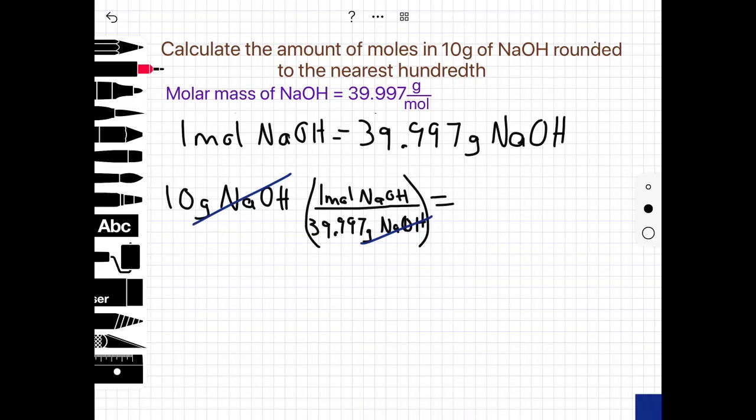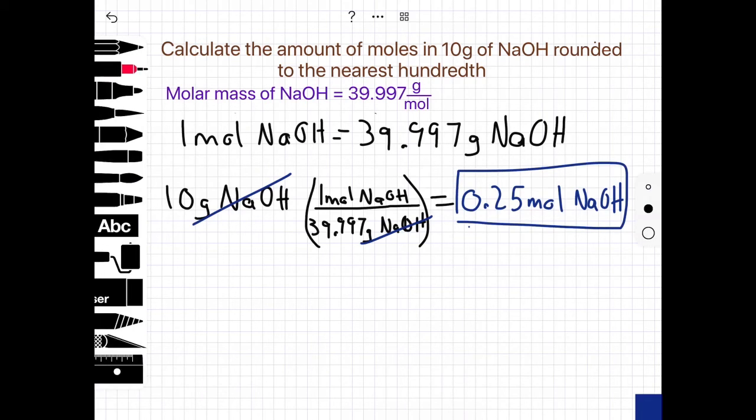Okay, so if you perform this in your calculator, you will get the result 0.25, rounded to the nearest hundredth, because it's 0.2500 something. So it's just 0.25 mole of sodium hydroxide, and that's your final result.